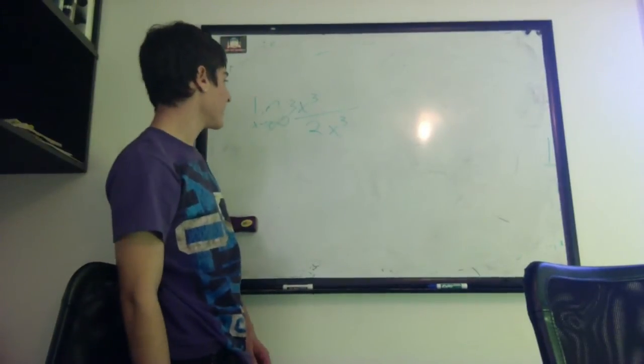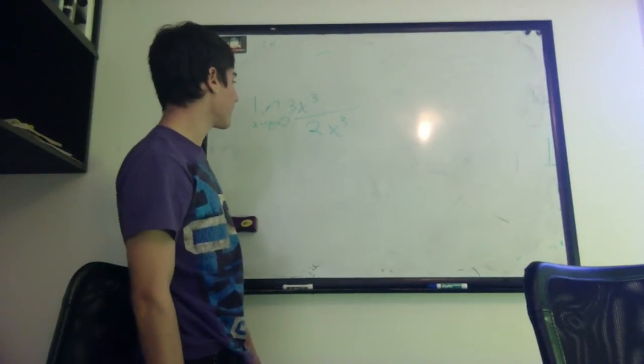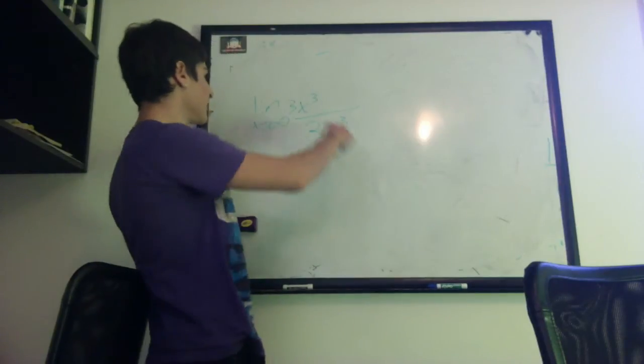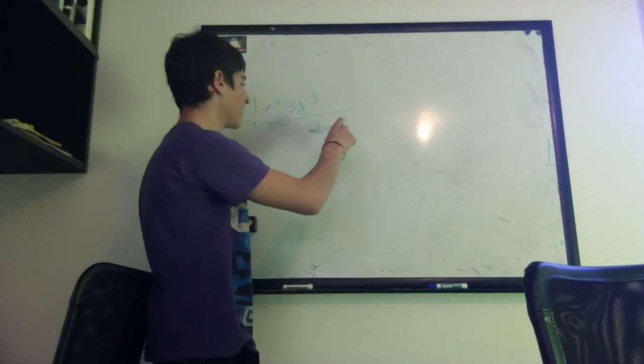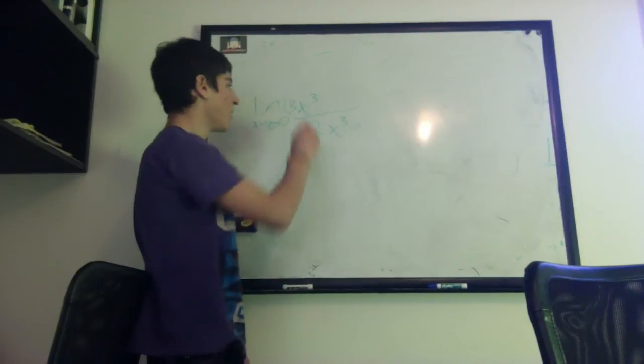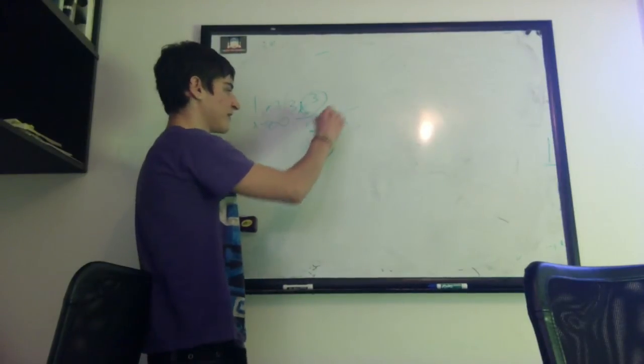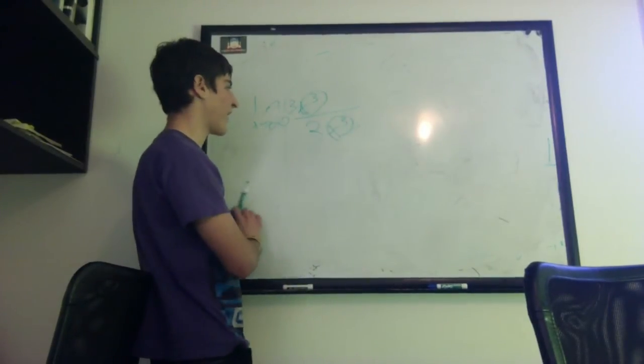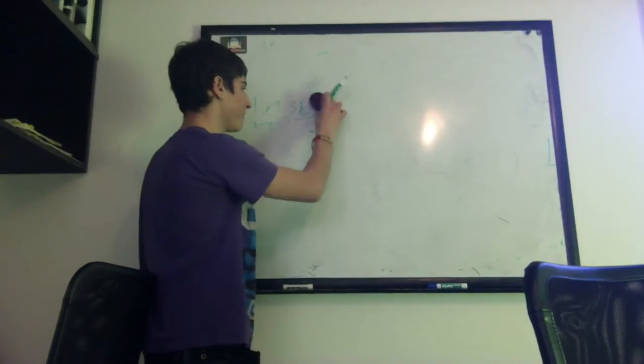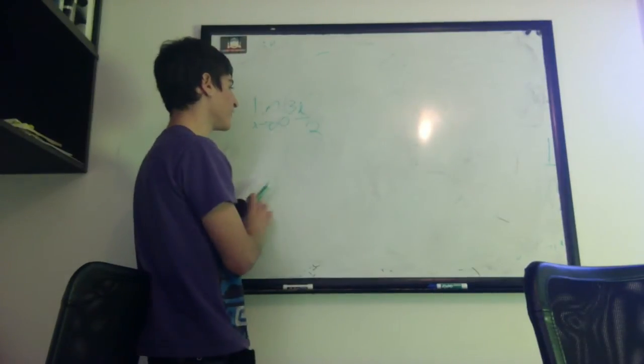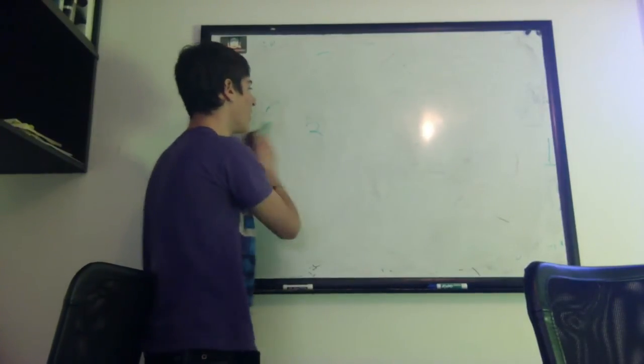Well, you might say, hey, that's definitely going to be equal to infinity because I'm going to have a huge number and this is going to be dividing by a smaller number. But this x cubed and this x cubed are going to infinity just as fast. So don't worry about that. So it's equal to 3 over 2.